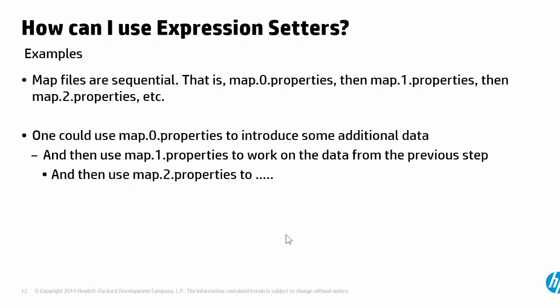So in actually using them, as I said before, they're just sequential files, and as I said, .0 could do some work on the event, .1 could then do some extra work on the event based on the previous work, etc., etc.